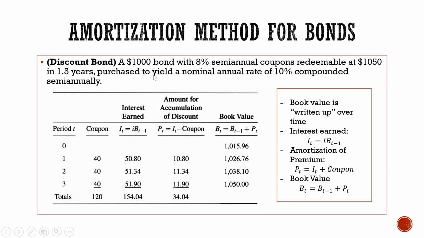So for the discount bond, the book value is written up because the price of the bond is less than the redemption value. You see it? So from the price goes up to the redemption value, we are going up, we write up.